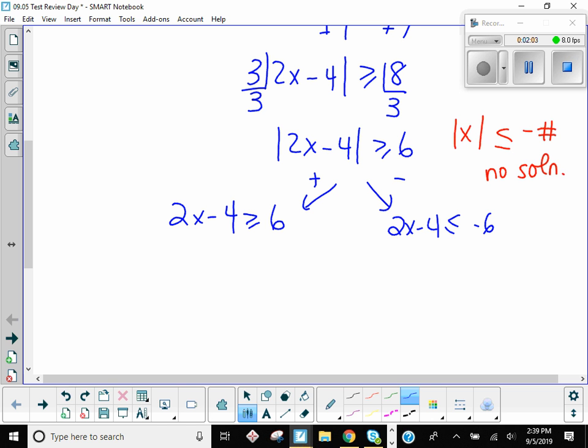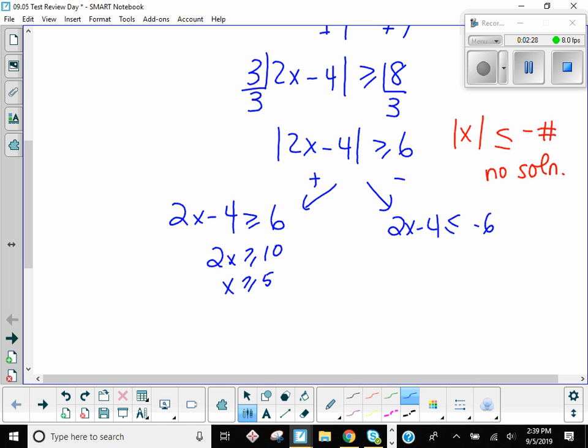So the mistakes I've been seeing today are people forgetting to make the second version, period, like they just make the 1, and forgetting to flip the sign. And then from here, it's just baby algebra. You add 4 to both sides, you get 2x less than or equal to 10. Divide by 2, and you have x greater than or equal to 5.